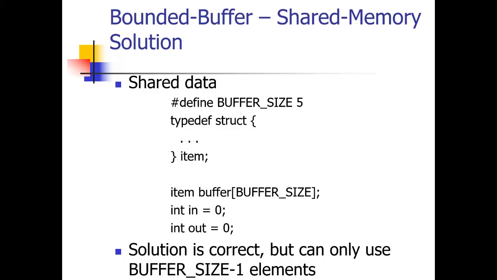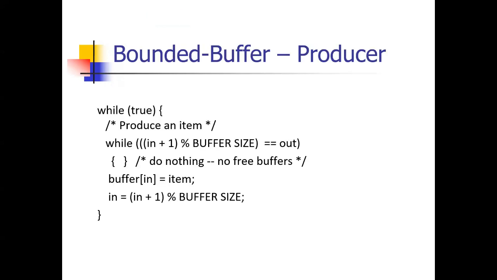So we have elements from 0 to 4. We'll check on the solution later on, and I will explain why this can only use buffer size minus 1 elements. So we will come back to that.